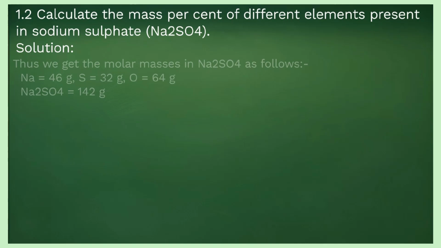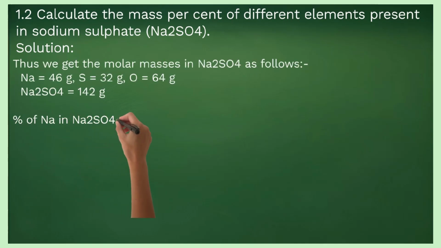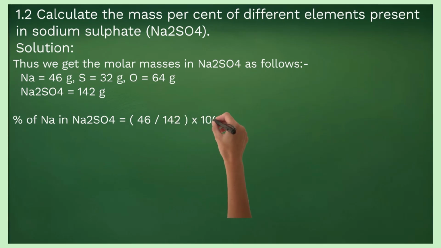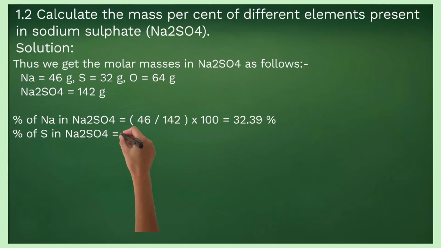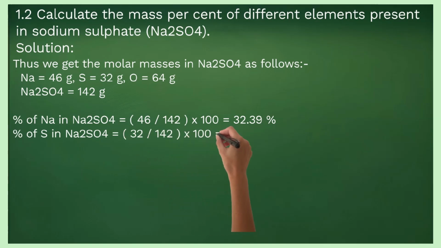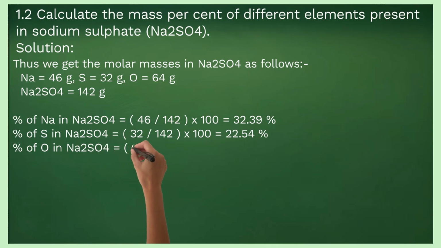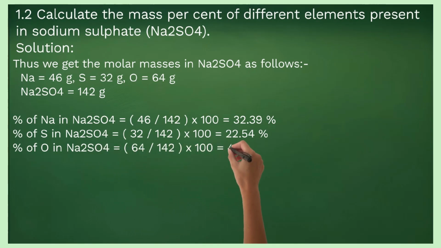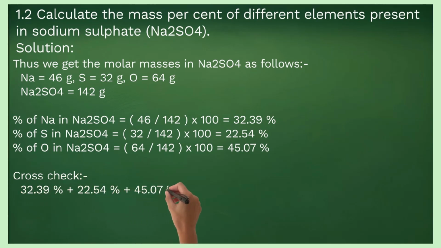Now let's calculate the percentage. Percentage of sodium comes out to be 46 divided by 142 times 100, equal to 32.39%, of sulfur is 32 divided by 142 times 100, equal to 22.54%, and of oxygen, it is 64 divided by 142 times 100, equal to 45.07%. As a cross-check, sum of all the percentages should be 100%.